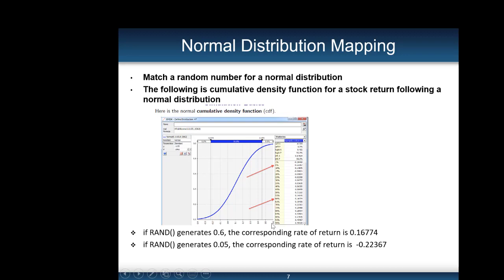All you need to understand is that the vertical axis is the cumulative probability and the horizontal axis is annual returns. Now, what we want to do is randomly simulate a number such as 0.6. We will go to the cumulative density function here, at 0.6. Then we will come back and say, okay, this matches an annual return of about 16.774. Another random draw, say 0.05. We come back and match. So okay, this has a negative return of about 22.367%. So this just gives you the one-to-one match.